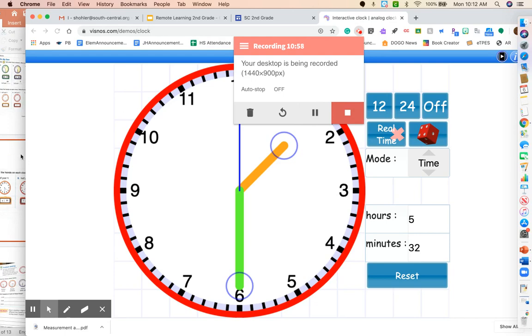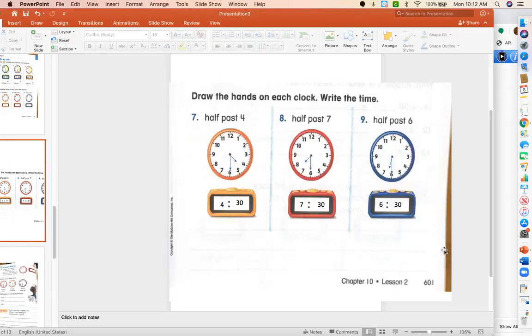Okay, boys and girls, I'm hoping that you have number 7, number 8, and number 9 all done. So here are the answers for each of those. I hope you tried your best. Remember, it's important for that hour hand to be between the 4 and the 5. It's not pointing directly to the 4. So it says 4:30.